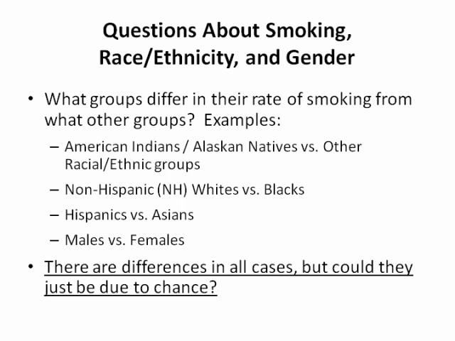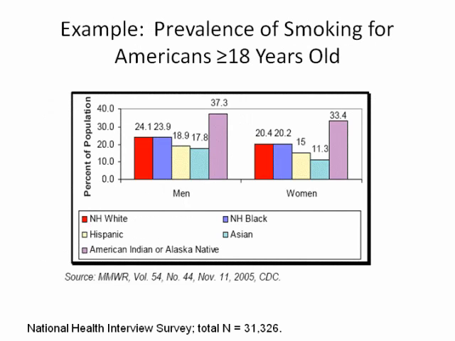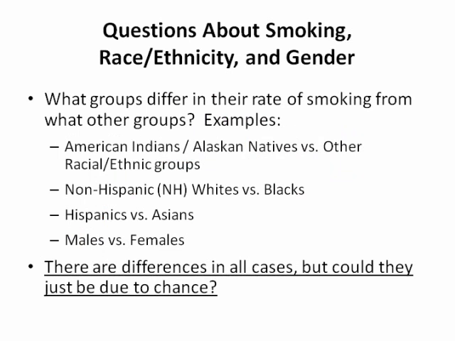So perhaps we're interested in gender differences in prevalence rates of smoking. Then we would compare, on the previous slide, males versus females. Or perhaps it's more interesting to take a look at non-Hispanic white individuals versus the other groups. So as you can see, there's a number of various research questions we could ask. And based on the prior data that was shown, there are differences in all of those cases, the ones I've listed above. But what we want to know is more so, could they just be due to chance?